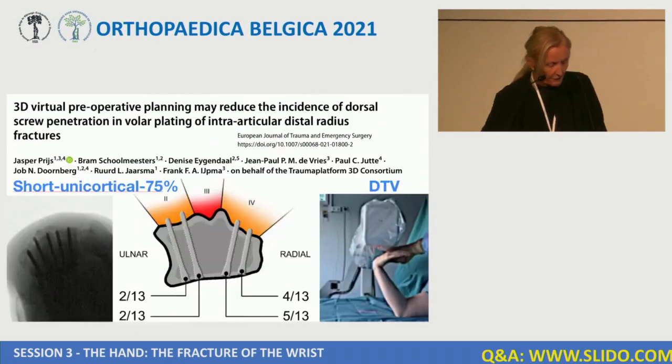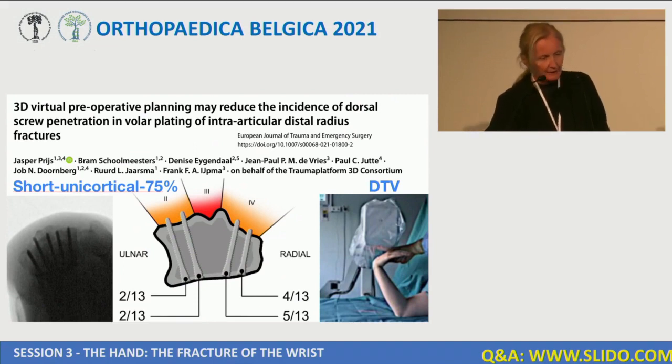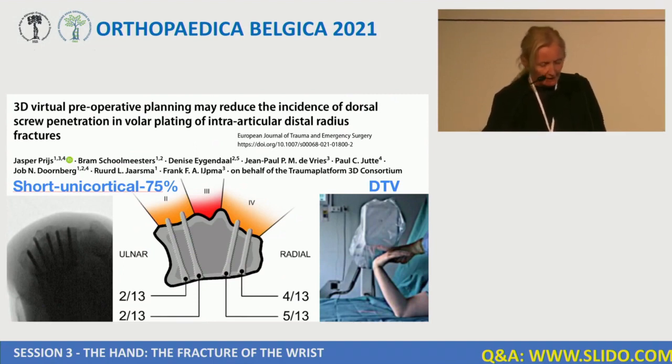3D models could help us to reduce the incidence of dorsal screw penetration and the risk of rupture of the extensor tendon. The screws must be short, unicortical, and 75% of the depth is enough for the stability of the reduction. Dorsal tangential view in fluoroscopy is also useful.